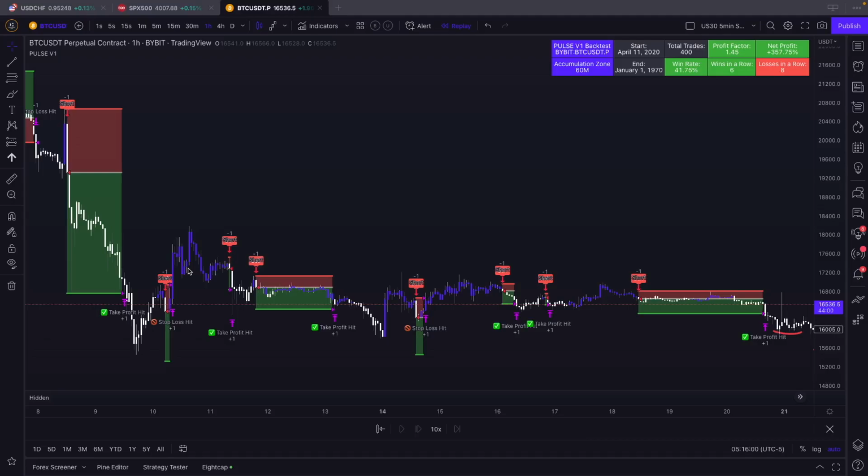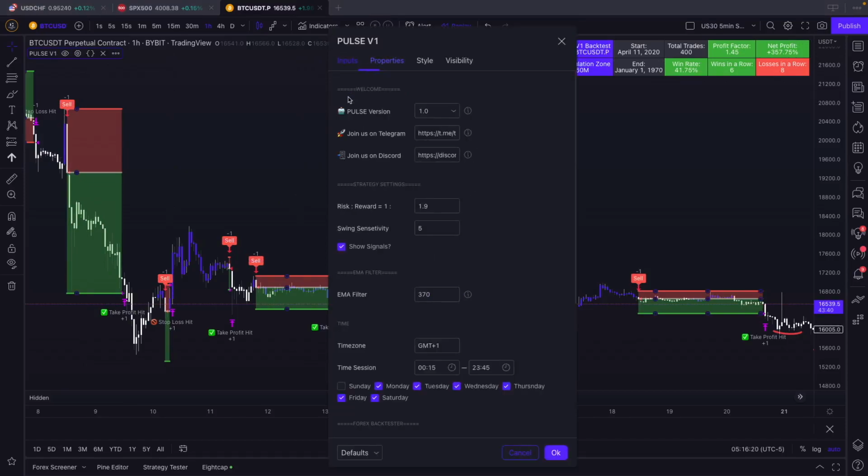I'm only watching higher time frames, and I've been working for so long on a profitable strategy that works on crypto, and it's specifically designed for the crypto market. That's what we have here. We have a total of 400 trades with a win rate of 41.75%. But if we check the settings, you can see we're using a risk reward ratio of 1.9, so having a win rate above 40% is still profitable.